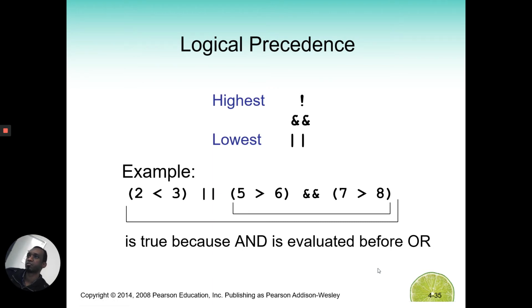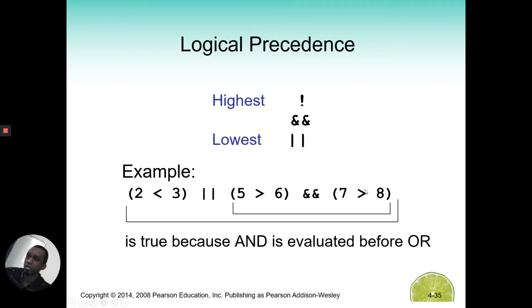And then we have logical precedence. So this is the highest, and then we have the or. So an example here: you have 2 less than 3, or then you have 5 is greater than 6, and 7 is greater than... and so we have to deal with this first. 5 is greater than 6, so this will be what? False, right? And then we are saying and 7 is greater than, which is false.